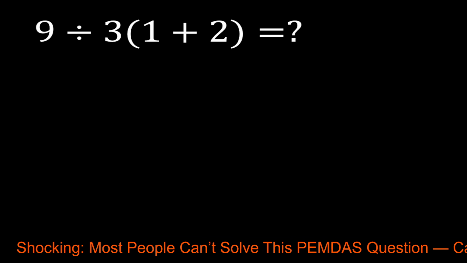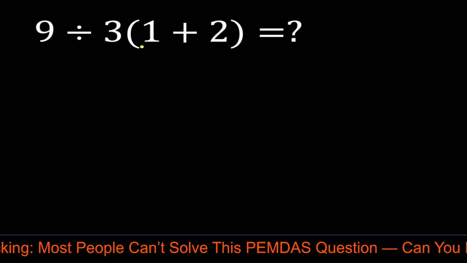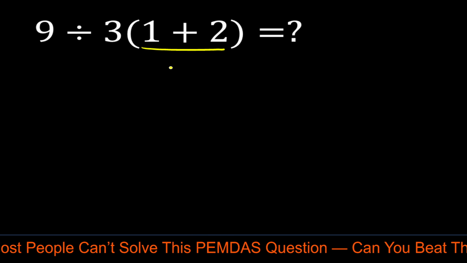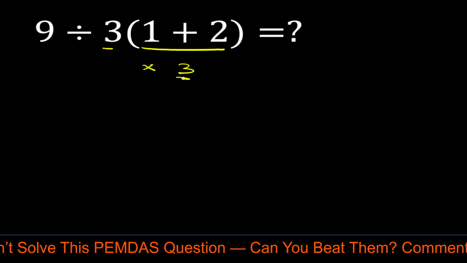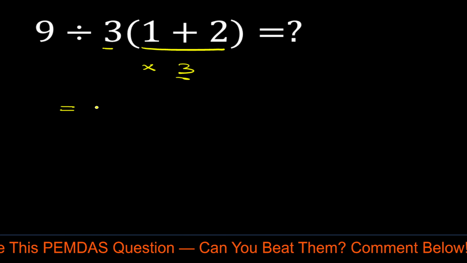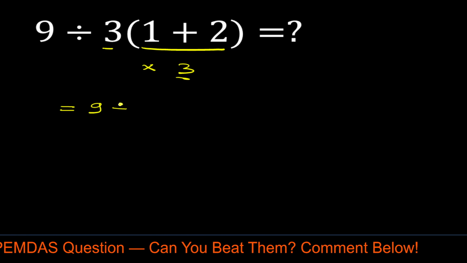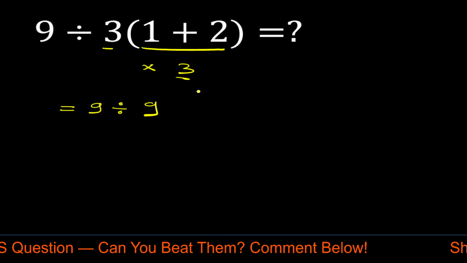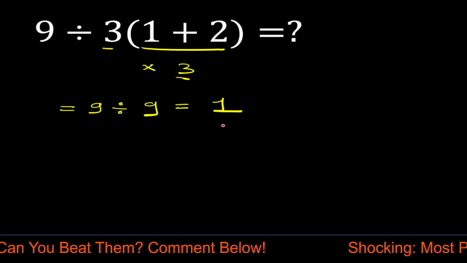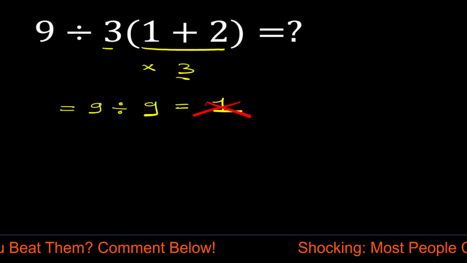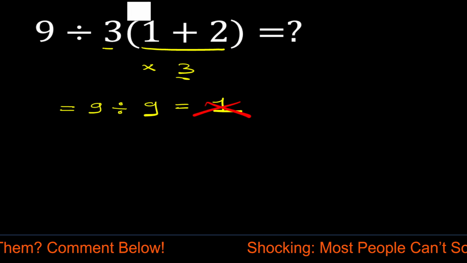So most people solve this question like 1 plus 2. So 1 plus 2 is equal to 3, right? Now 3 times 3. So 3 times 3 is equal to 9, right? So 9 divided by 9. So 9 divided by 9 is equal to 1, right? But this answer is not correct. This answer is completely wrong.